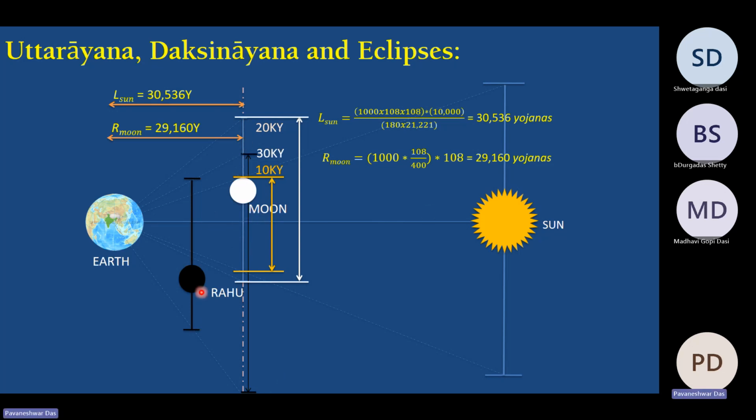So while sun, moon, and Rahu are going up and down like this, once in a while they come in the same line. The sun going up and down, from here to here is called Uttarayana, and here to here is called Dakshinayana. So now we see that.